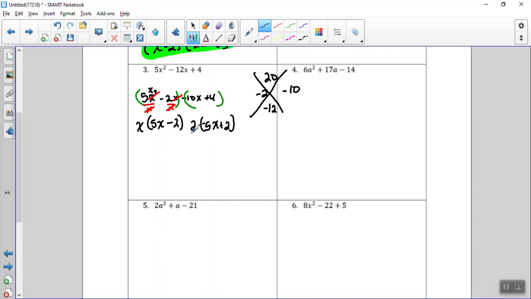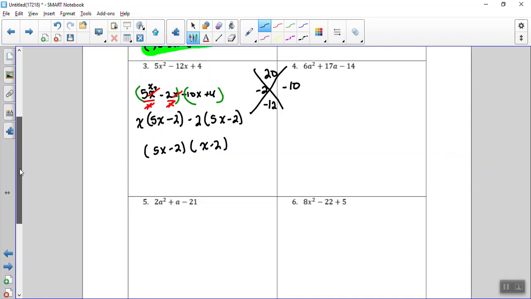So what I had to do here originally was factor out a negative 2. I'm going to factor out a negative 2 from here. So I have 5x, and then 4 divided by negative 2 is negative 2. Now I have the same thing in my parentheses. I have 5x minus 2, write that by itself, and then x minus 2.